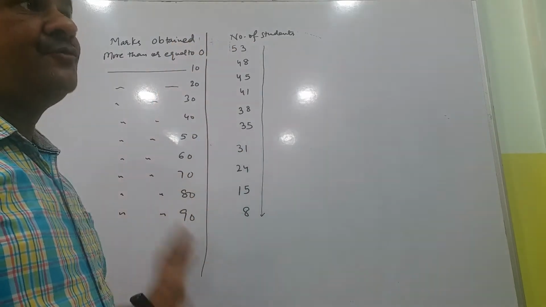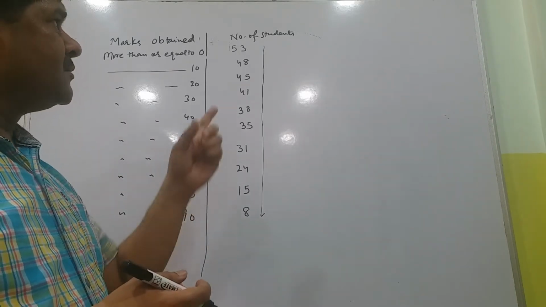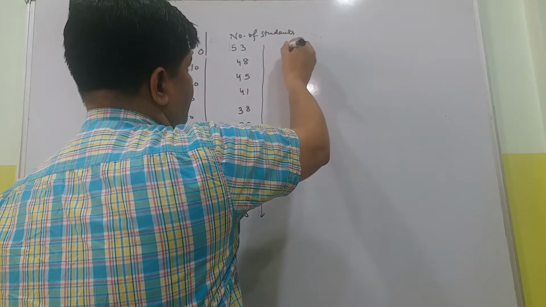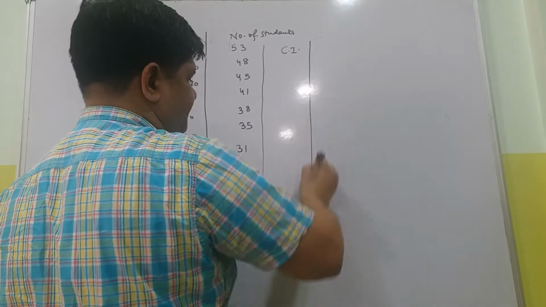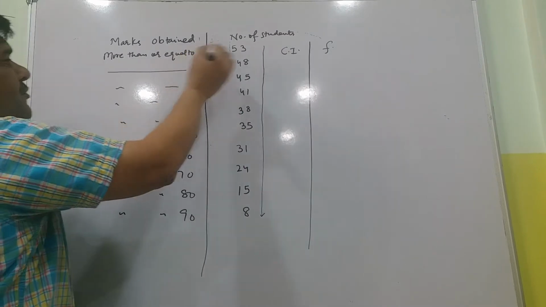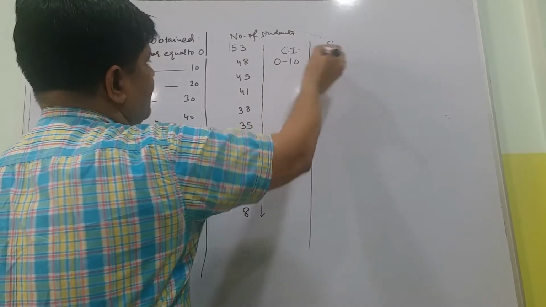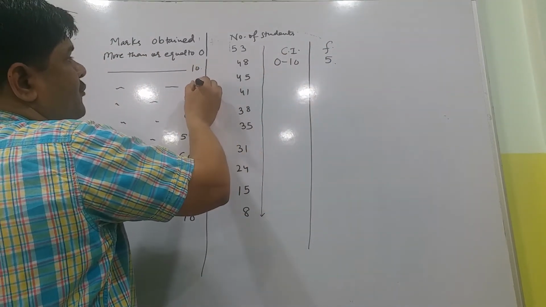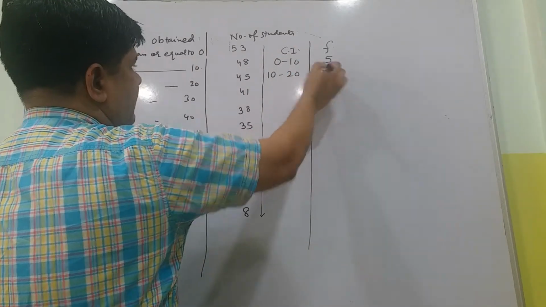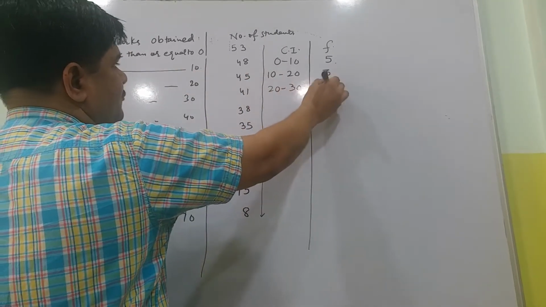So in such type of cumulative frequency tables, you have to first filter out the frequency table. So first I will write here class interval, then frequency. If 0 to 10, 53 minus 48 will give you 5. Then 10 to 20 will be the second class interval, 48 minus 45, 3. 20 to 30, 45 minus 41, that is 4.